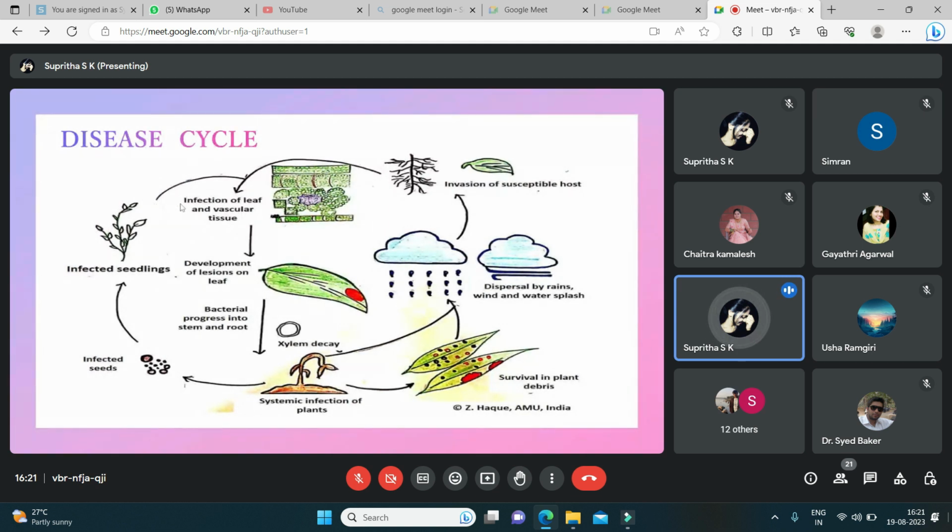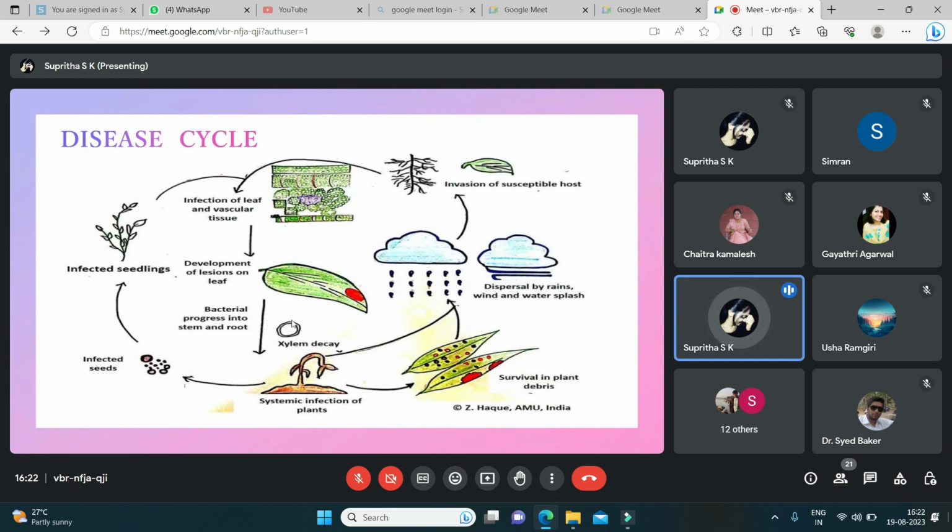So when the bacterial infection enters the vascular tissues, we can observe lesions on the leaves, right? After the leaves, if the disease progresses, this bacterial blight which appears on the leaves, if it is not treated, will rapidly spread to other parts of the plant. So what happens, the xylem, which is one of the components of these plants, will decay as well as be destroyed.